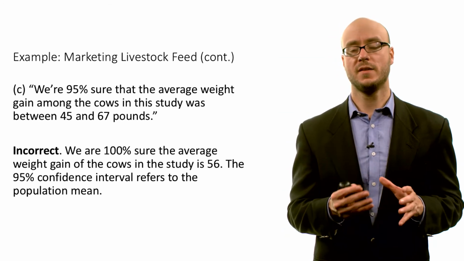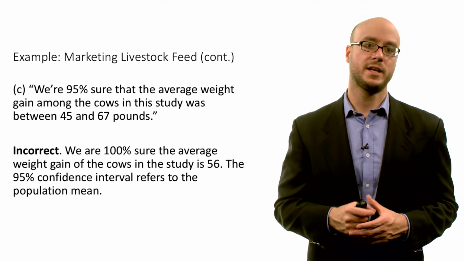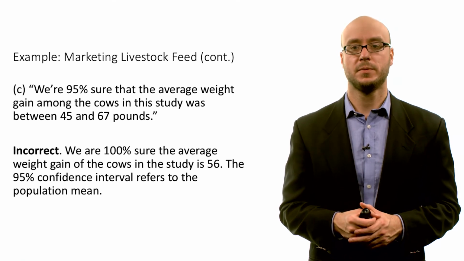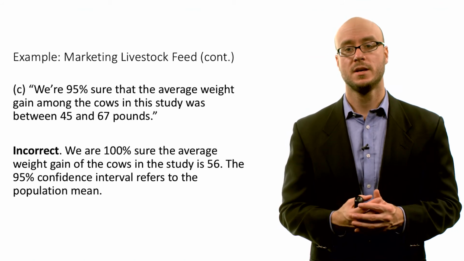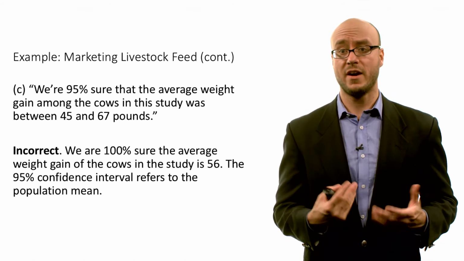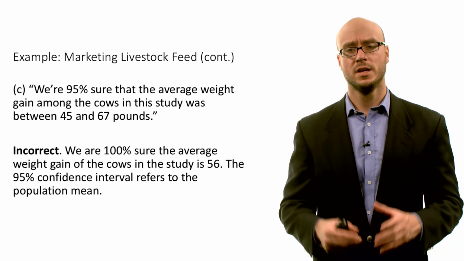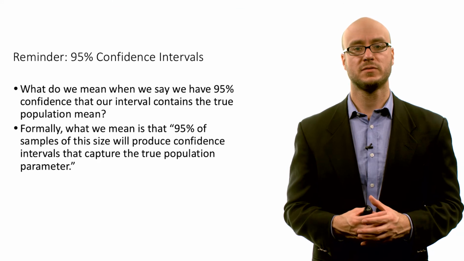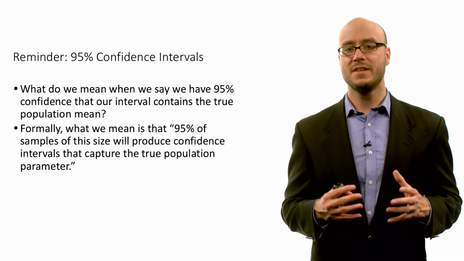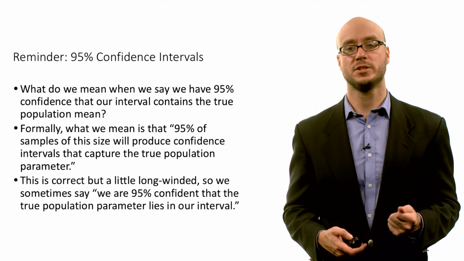Again, the 95% confidence interval refers to the population mean. It refers to this process of repeatedly randomly taking samples of the same size from the population and putting bounds on these different point estimates, and to the extent that we're 95% confident that the true population mean lies within a particular interval. So I just want to emphasize this, that what we mean when we say that we have a 95% confidence interval, formally what we mean is that 95% of samples of this size will produce confidence intervals that capture the true population parameter.